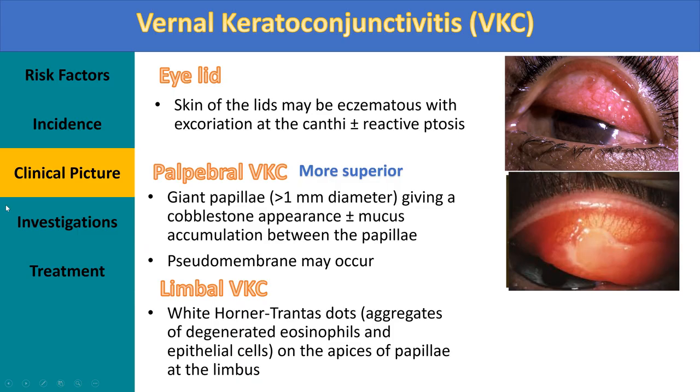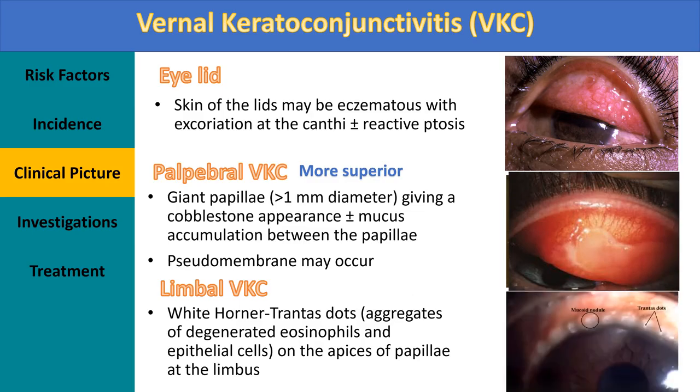If the disease affects the bulbar conjunctiva, it will result in limbal vernal keratoconjunctivitis, which has a very characteristic feature of what are called Horner-Trantas dots. These are Horner-Trantas dots. So there are limbal follicles. When the disease affects the limbus, it will cause some limbal follicles. These limbal follicles will show white dots. These dots are aggregations of eosinophils and epithelial cells present at the apex of these limbal papillae.